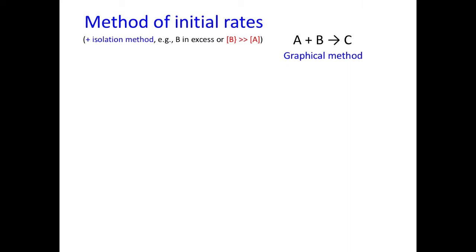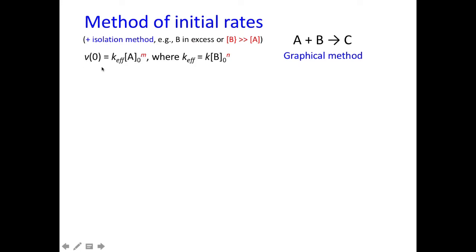Let's now complicate a bit more, so let's use the isolation method. The isolation method means let's use an excess of any of the reagents, so either of B or of A. In this case, let's use the excess of reagent B. If B is in excess, this means the concentration of B that we have in the beginning doesn't change. So the initial concentration of B is a constant.